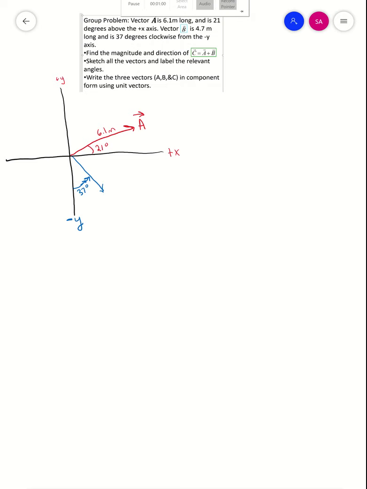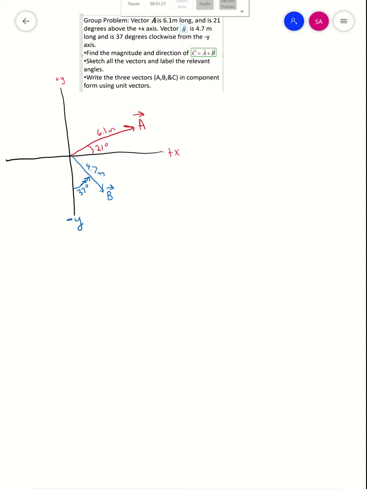And it's 4.7 meters long, so I'll draw it a little bit shorter than I did vector A. All right, so there's my vectors. Now I want to find the magnitude and the direction of the vector C, which is the sum of A and B. And it tells me to sketch all the vectors and label the relevant angles, so I've done that for A and B. And then write the vectors in component form using the unit vectors.